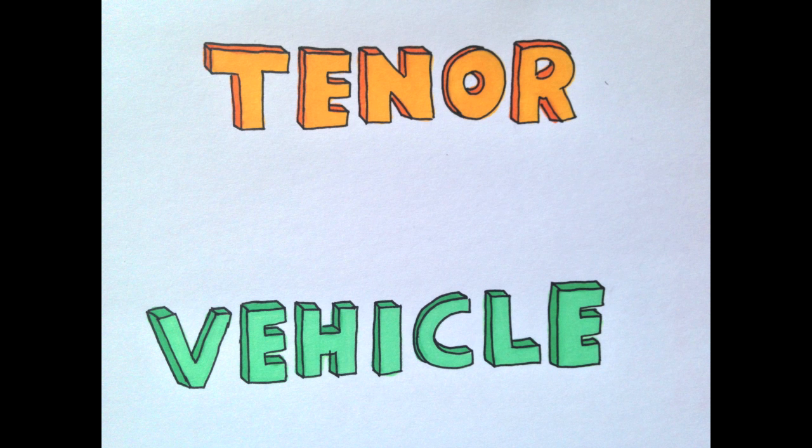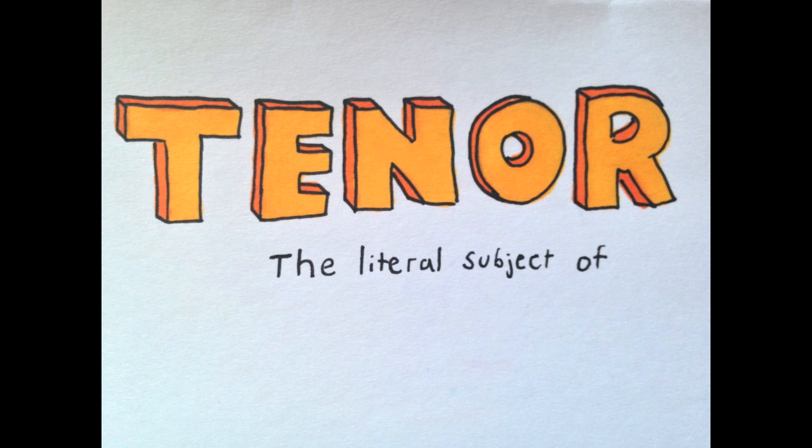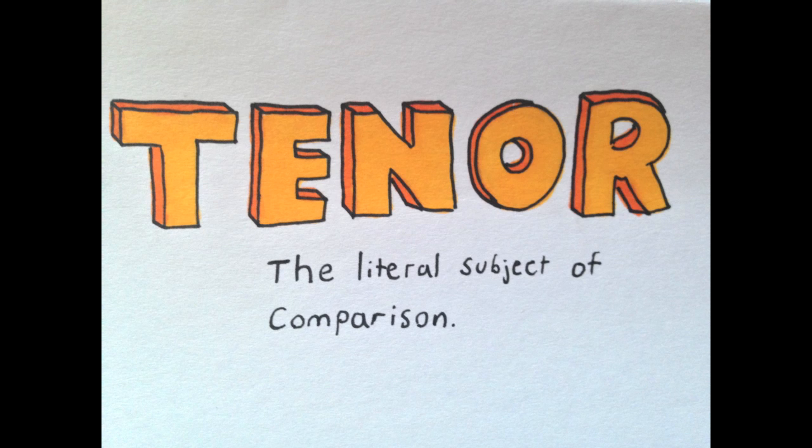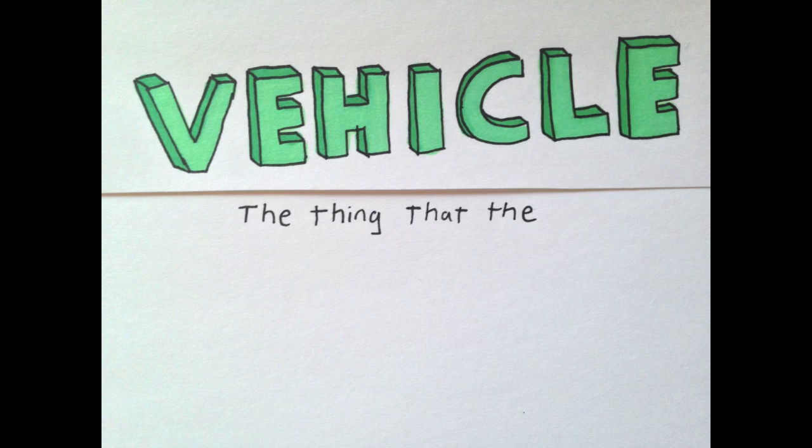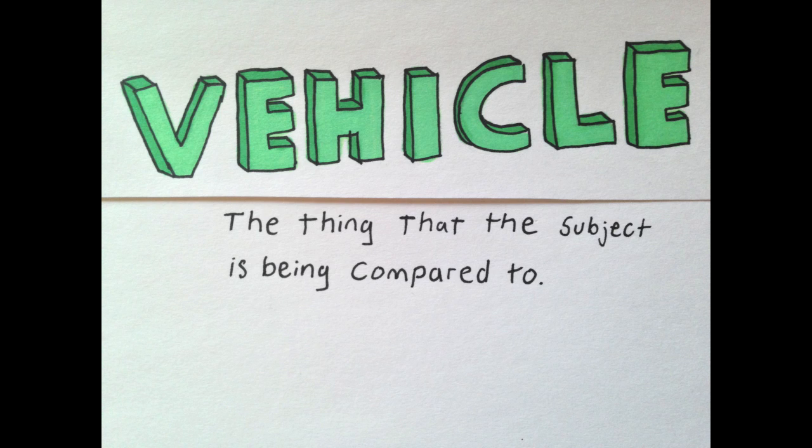Let's start with tenor. Tenor is defined as the literal subject of comparison. It is the thing that holds the meaning of the comparison. Vehicle, on the other hand, is the thing that the subject is being compared to.